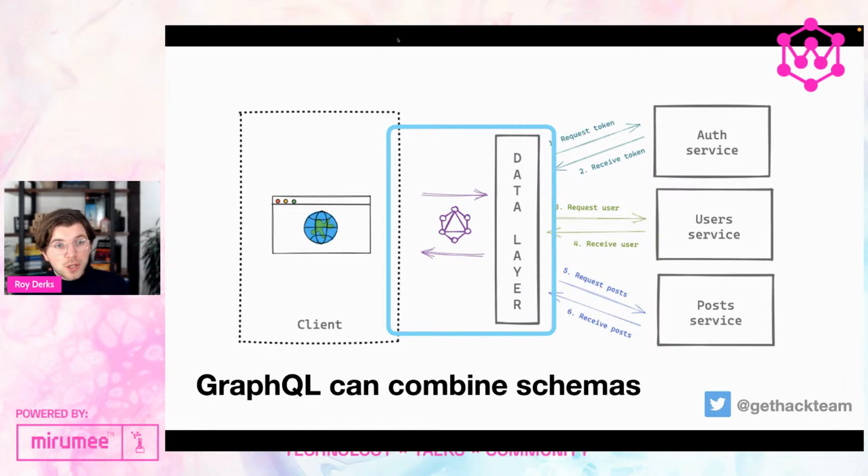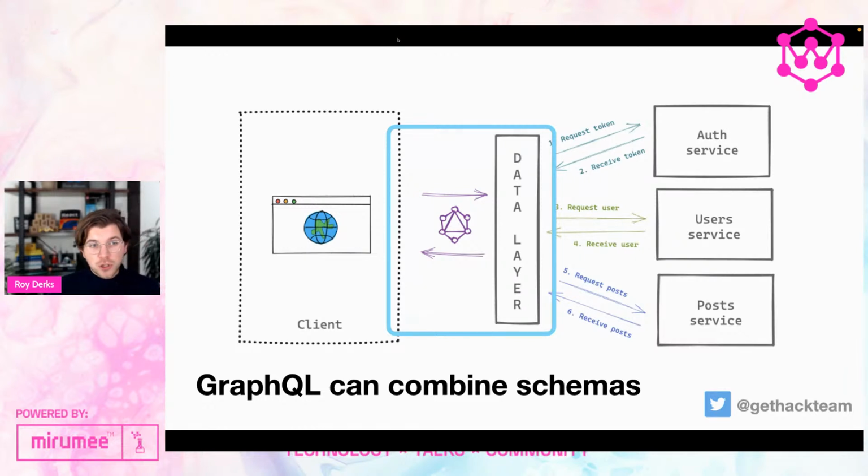So your auth service can be in REST, your user service can also be in REST, your post service can also be in REST or GraphQL. It doesn't really matter, because this data layer or gateway will really be the place where you bring together all these microservices. And I especially like a setup like this because not every service is utilized best using GraphQL.